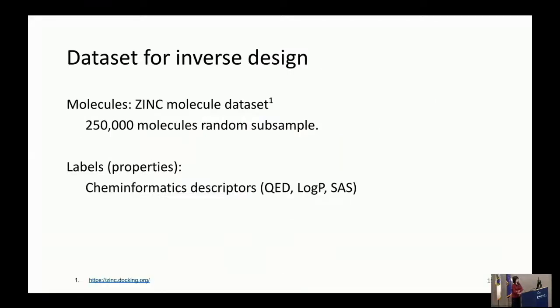So we did this with a toy example. We did this with molecules from the Zinc dataset, which is this collection of drug molecules, and we subsampled it and took 250,000 molecules. The labels, the properties that we were predicting here, are all cheminformatic descriptors. And the reason for this is that it's possible to have values for all of the molecules in our data set cheaply.